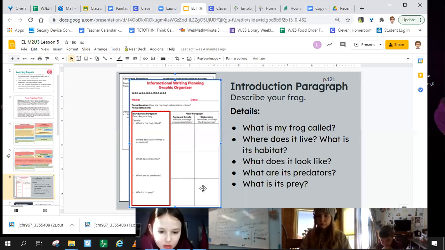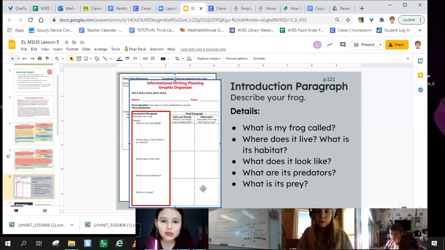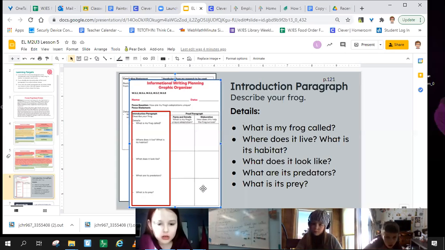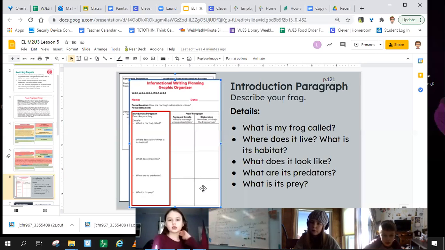How many sentences is in the green zone? Just one. Very good. Just one sentence because it's your focus statement. Did you already write your focus statement? Yes. All you have to do is pull it off at the top of page 121 and type it in that spot.